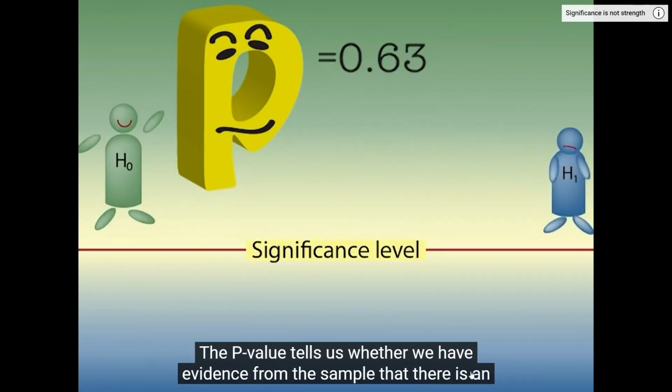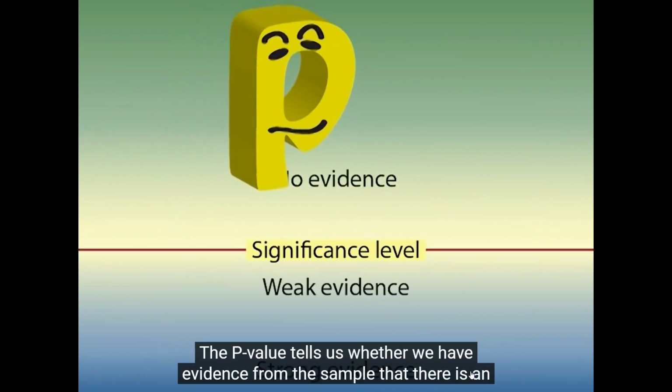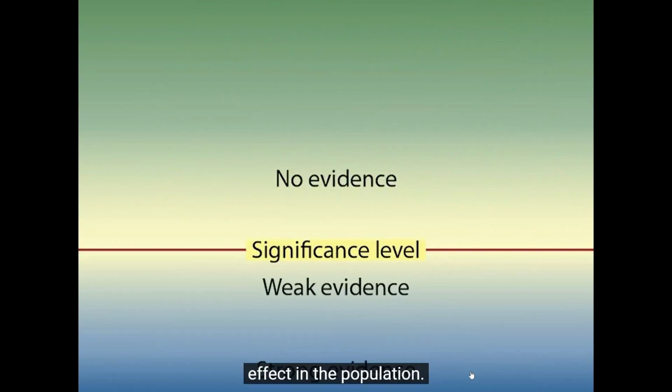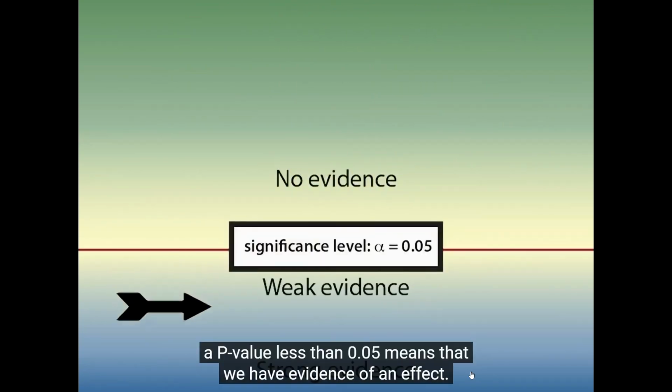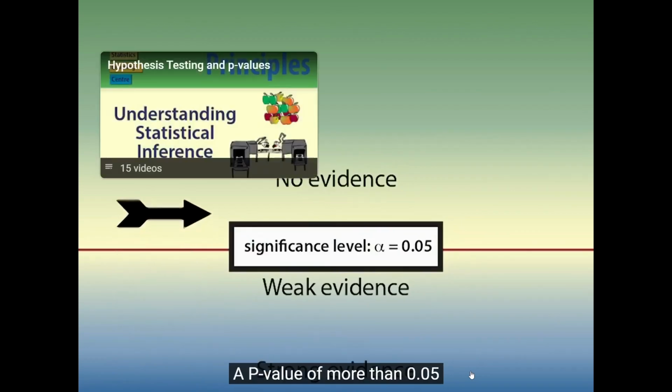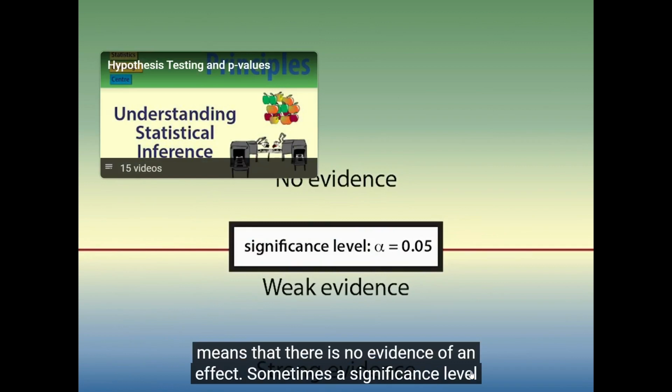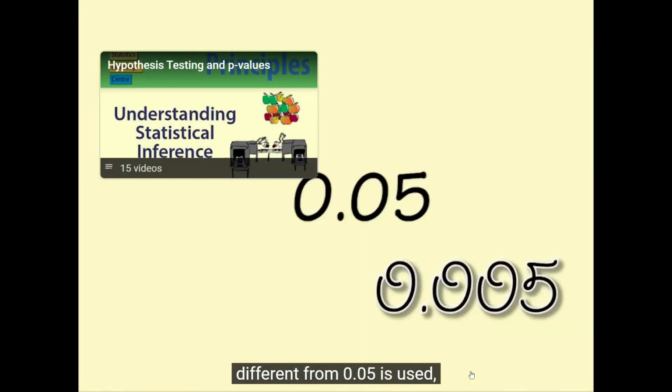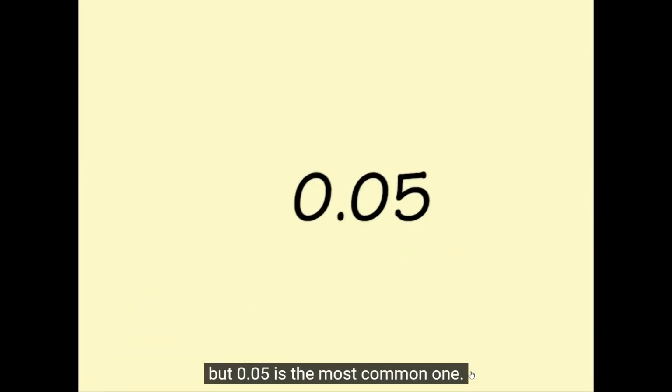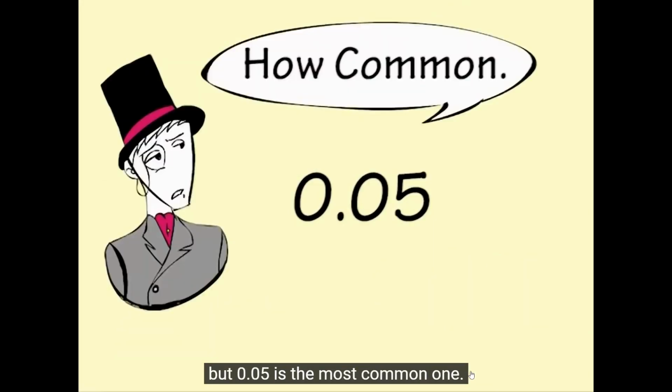The p-value tells us whether we have evidence from the sample that there is an effect in the population. A p-value less than 0.05 means that we have evidence of an effect. A p-value of more than 0.05 means that there is no evidence of an effect. Sometimes a significance level different from 0.05 is used, but 0.05 is the most common one.